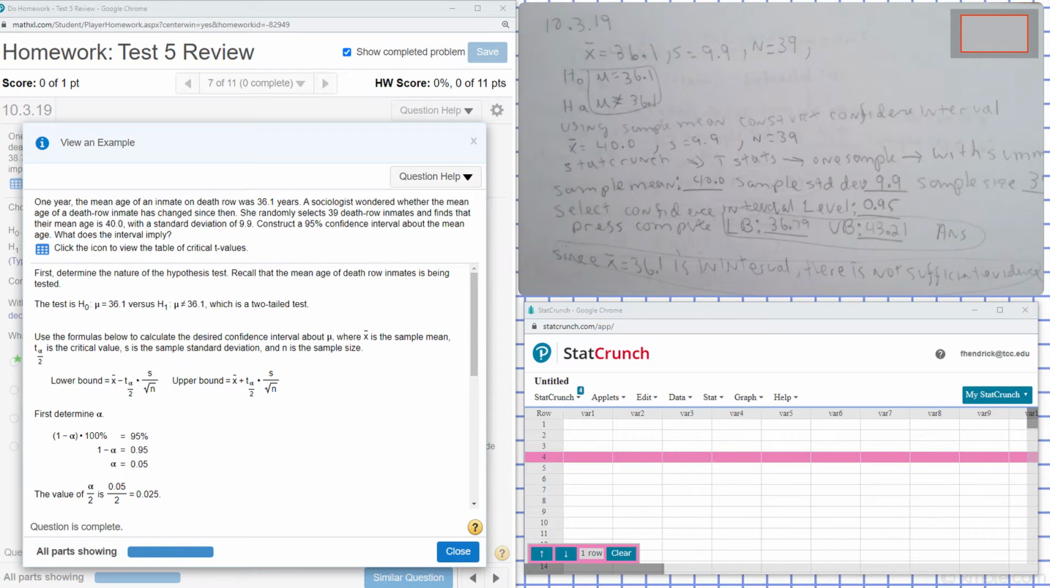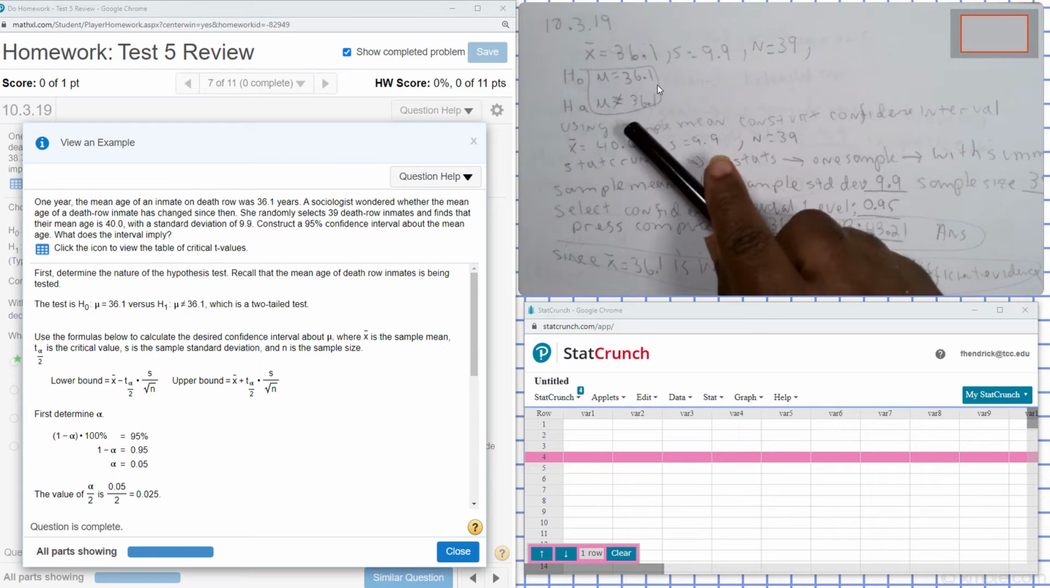So we look at this one here. The accepted value is that the mean age was 36.1, and the sociologist wonders if it has changed. It doesn't say if it's greater than or less than. So since it's changed, it could be greater than or less than. In this case, we have that it's not equal to 36.1, which would imply that it's going to be a two-tailed test. And then they ask us to construct a 95% confidence interval about the mean.